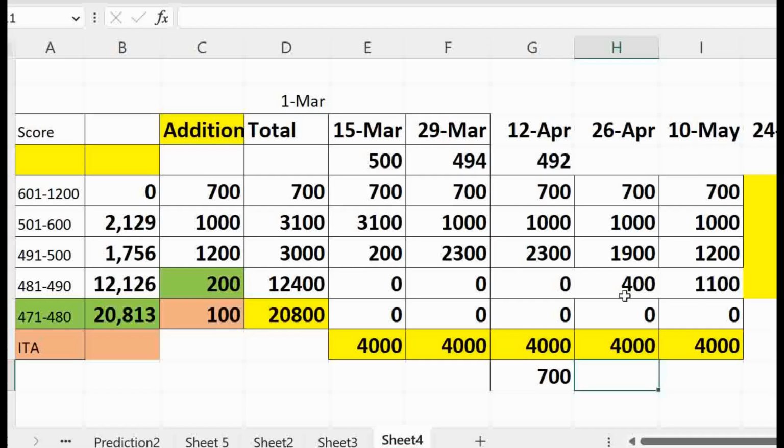So if we pick up 400 only from this slab, 12,400 is our balance as on 1st of March. That means we are having these 400 at 490 score. So the cutoff score will be 490.